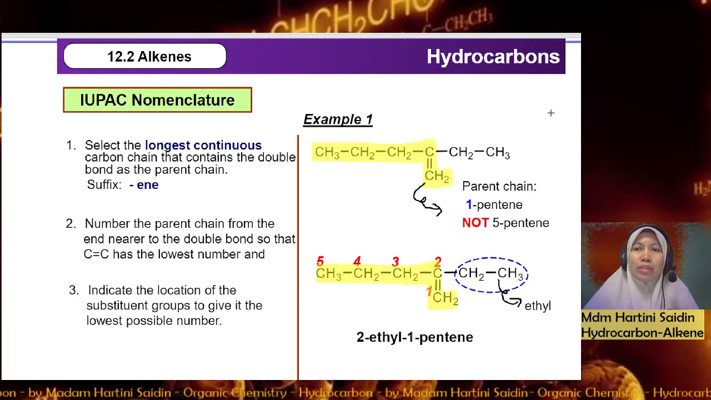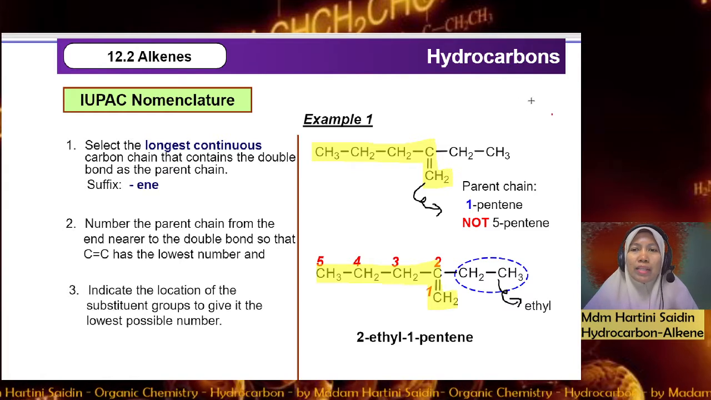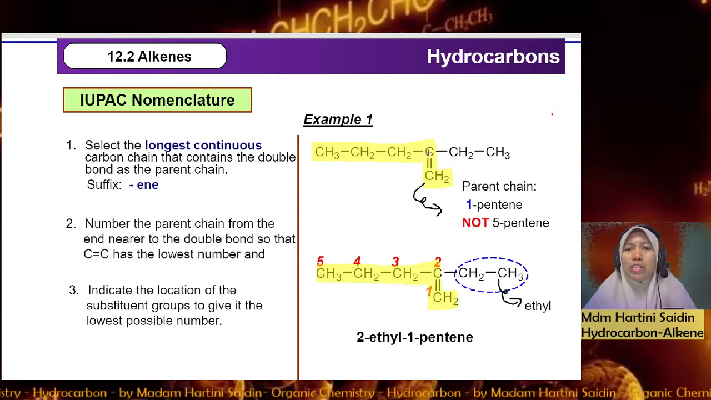Because of the priority, alkene is more priority than alkane. So that's why bila kita nak pilih longest continuous carbon chain, dia mesti include carbon-carbon double bond. Kalau yang di-highlight warna kuning ni merupakan parent chain. So how many carbon?